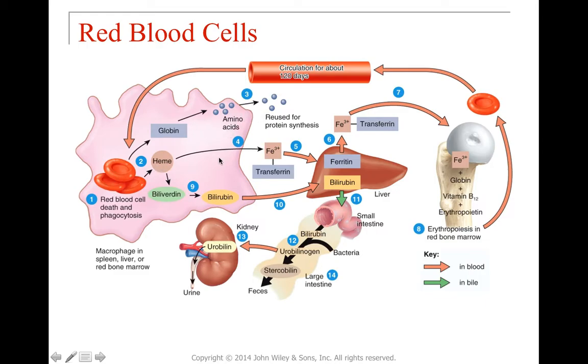Heme can do 2 things. It can do the iron pathway that we just talked about, right? It gets turned into ferritin and then transferrin and then back into the bone marrow where it's used to drive erythropoiesis of new red blood cells.